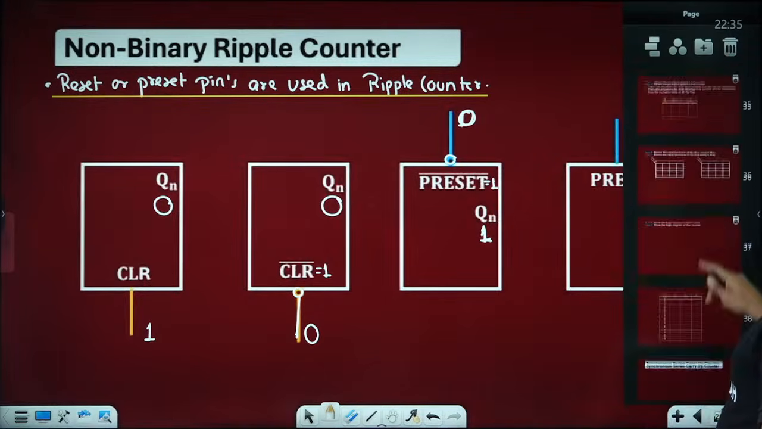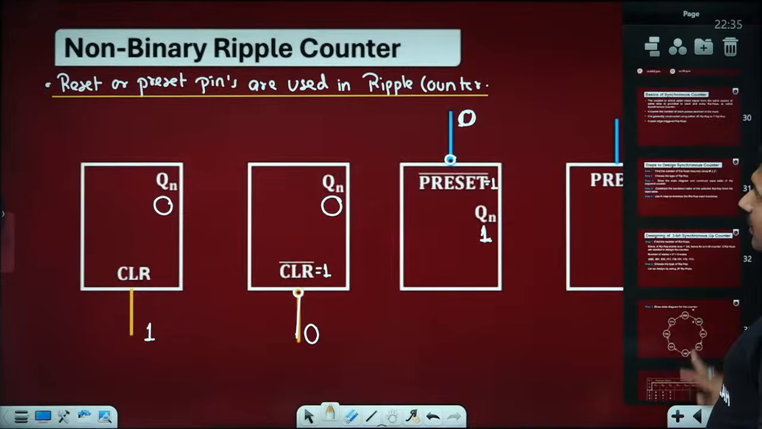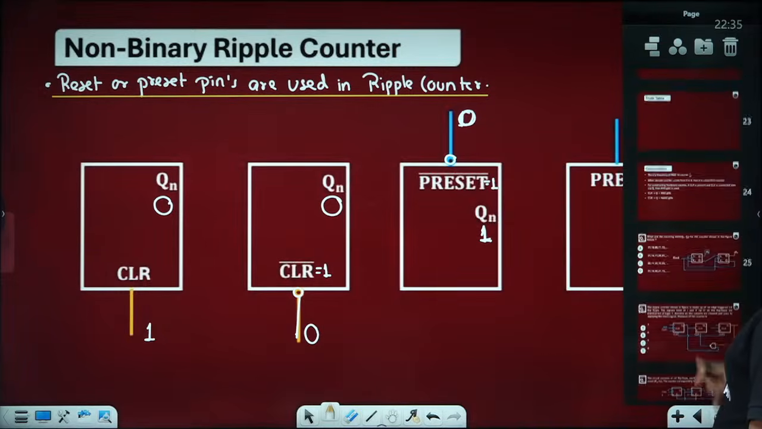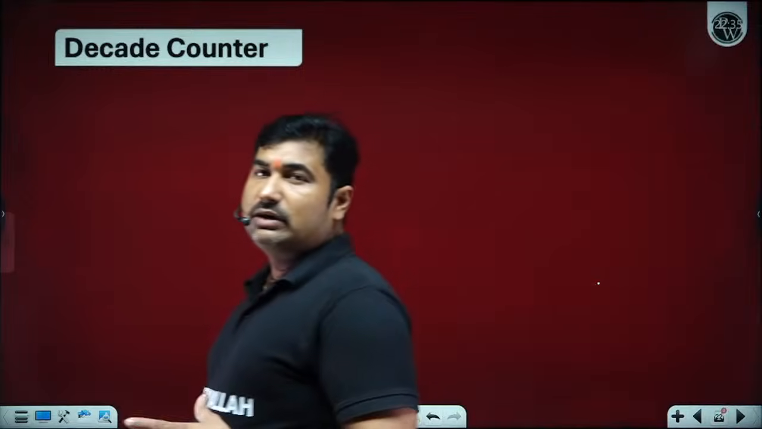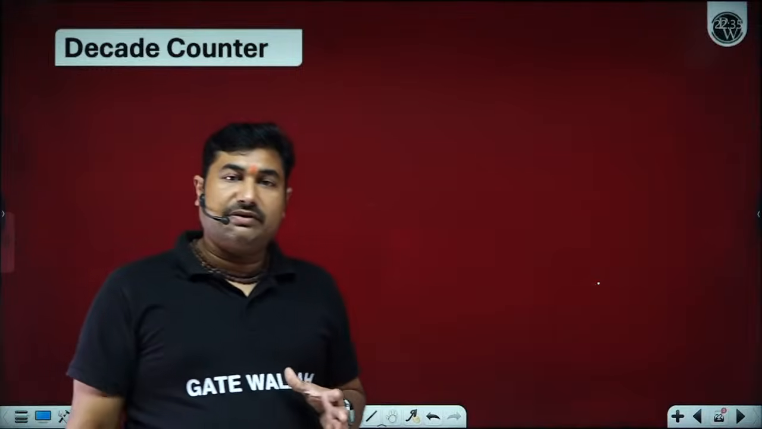Okay, let's have a first discussion onto the non-binary ripple counter, that is the BCD counter. See, if we talk about a decade counter, how many different states will it have?